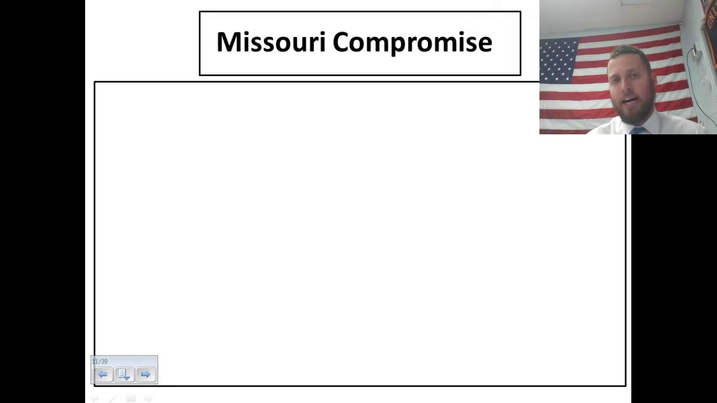Missouri Compromise. The Missouri Compromise was a slave compromise. Missouri was going to become a state. It wanted to become a slave state, so that upsets the balance. You know, there was the same number of slave states as there were free states. That's in the Senate, where every state gets two. So we have a balance.